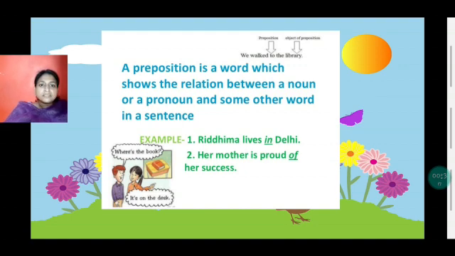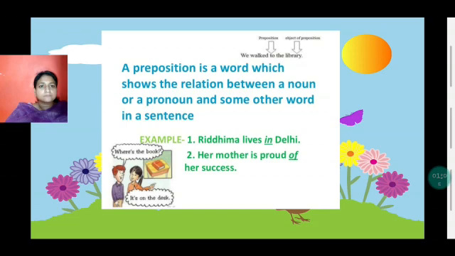For example, Ridhima lives in Delhi. Now Ridhima and Delhi both are nouns and their relationship has been shown with the help of a preposition in. Her mother is proud of her success. Again, her mother and success. So, preposition is a word that shows the relationship between a noun or a pronoun and some other word in a sentence.